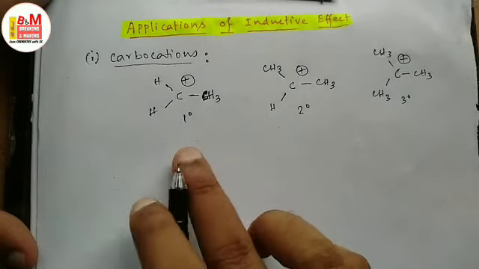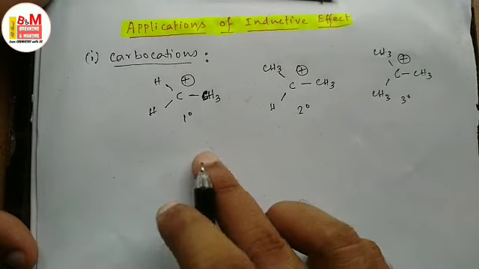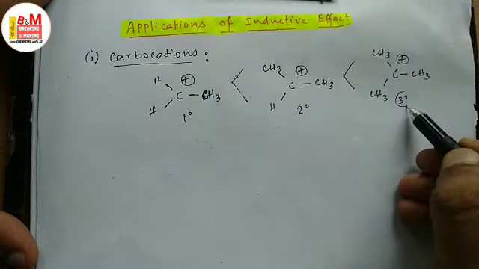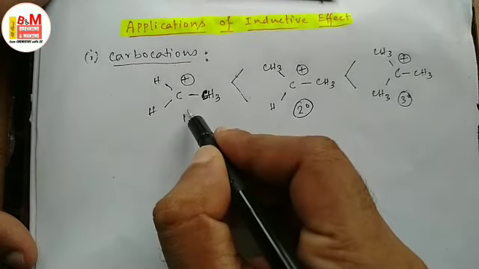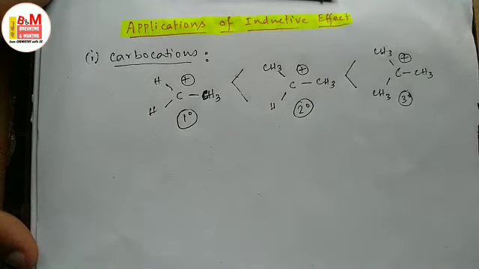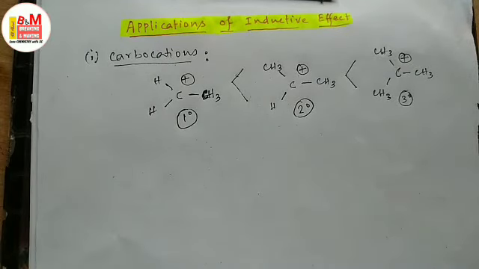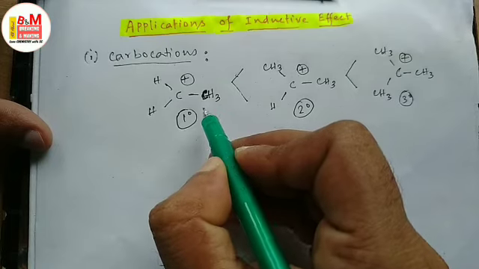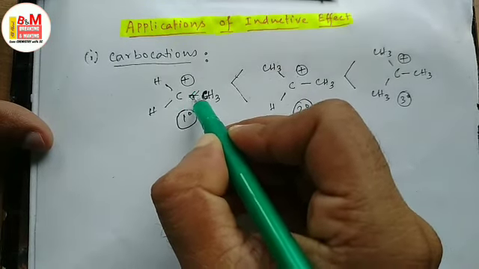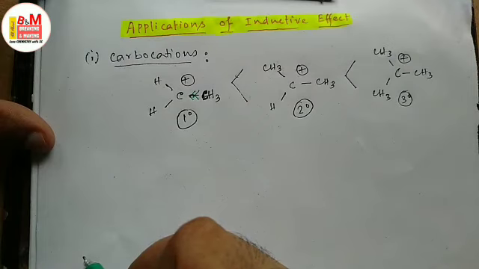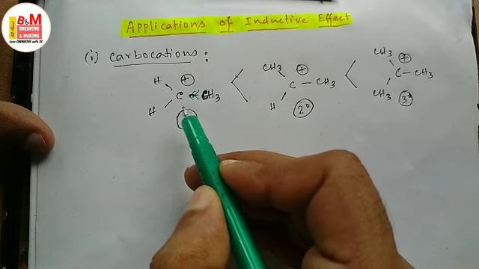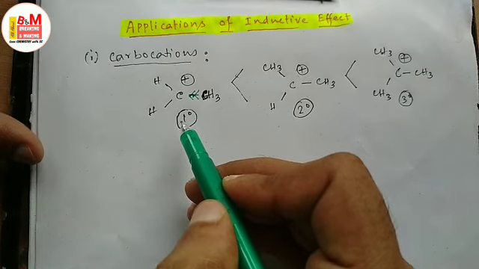So the stability order of these 3 carbocations is like this. This 3 degree carbocation is more stable than this 2 degree carbocation, which is more stable than this 1 degree carbocation. It can be explained in terms of plus I effect of the alkyl group. This methyl group has plus I effect, so it will push the electron density towards the cationic carbon center. Thus, the electron deficiency over this cationic carbon center is compensated to some extent.